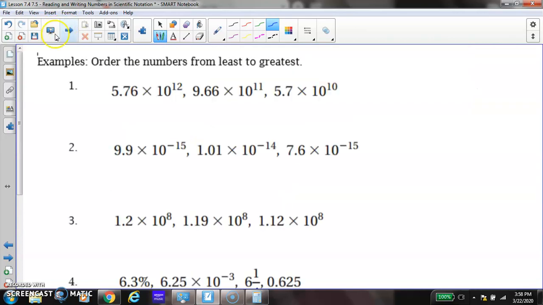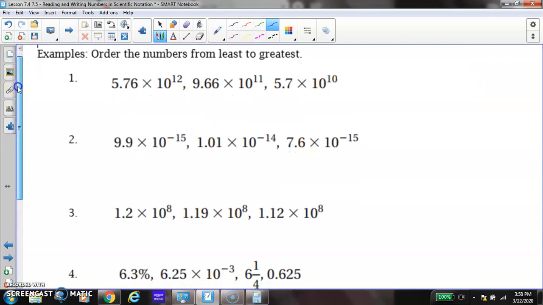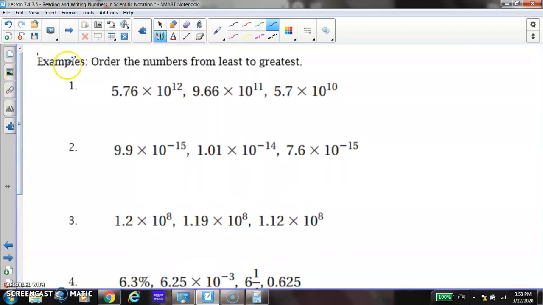Okay, we're going to use that trick to help us order some of these examples. So I'm going to try out one or two with you, and then I'm going to have you guys try out the rest on your own.